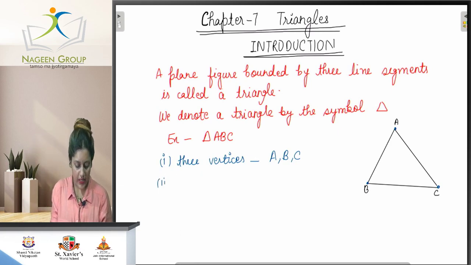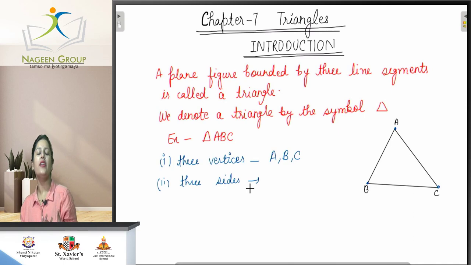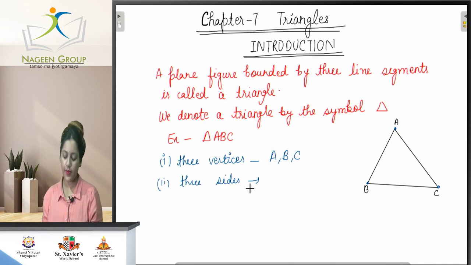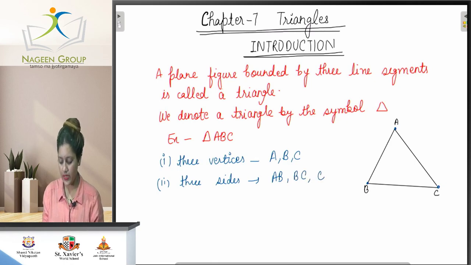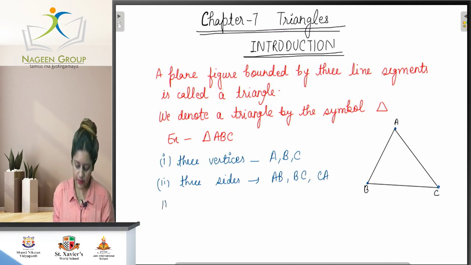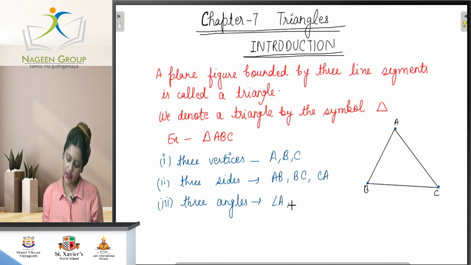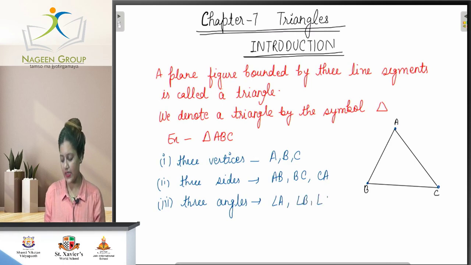Second, there are three sides. The line segments are three, so the sides are three. The sides are named AB, BC, CA. These are the three line segments. Next, there are also three angles present. What are the names of the angles? They are angle A, angle B and angle C.